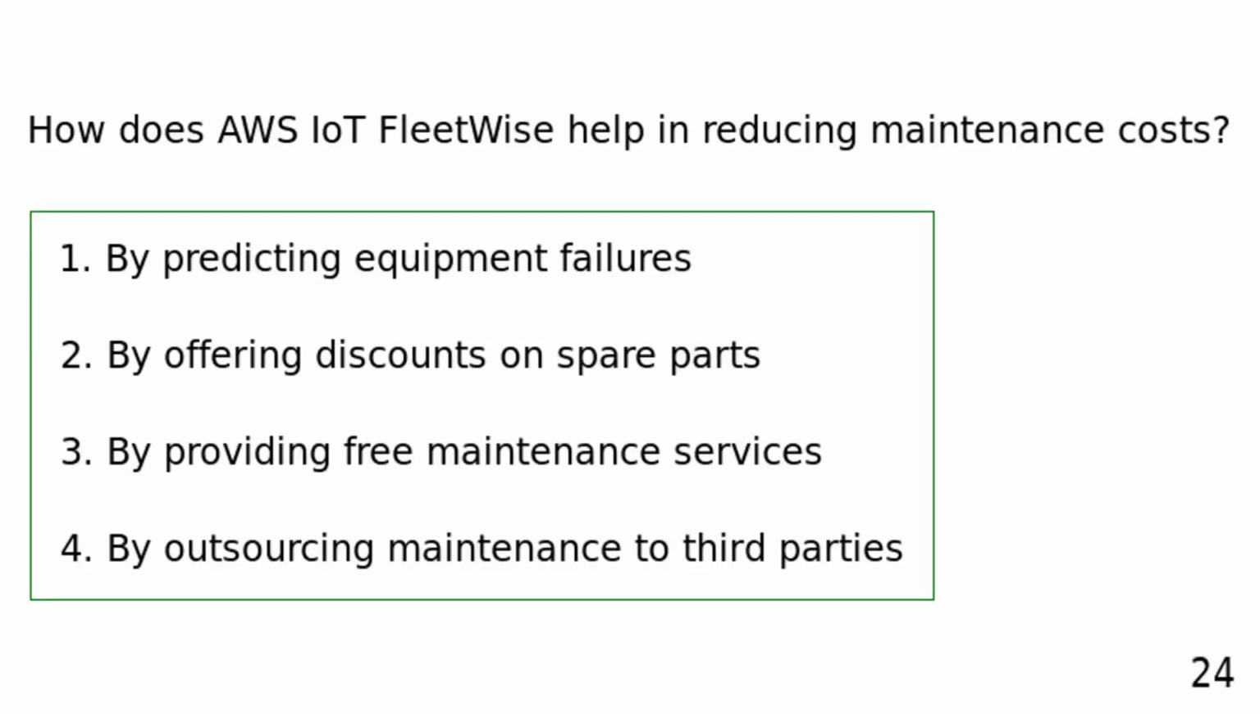How does AWS IoT FleetWise help in reducing maintenance costs? By predicting equipment failures. By offering discounts on spare parts. By providing free maintenance services. By outsourcing maintenance to third parties.